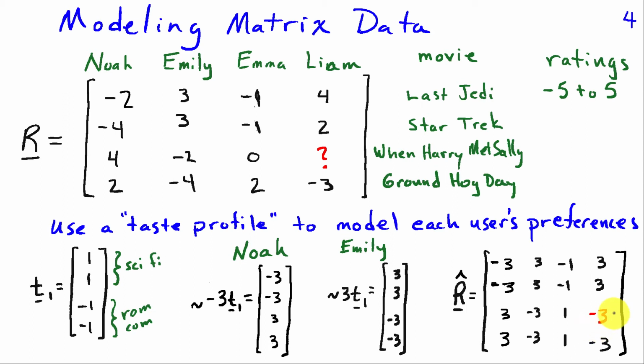So I've shown that here in red. Even though Liam didn't get to rate When Harry Met Sally, from the other ratings that Liam gave, we can infer that Liam prefers science fiction movies over romantic comedies, and that looking again at this range of ratings here, 3 appears to be the distance or the weight that's associated with this profile to give a good approximation. How we're choosing these weights, again, is a topic that we can talk about in more detail later.